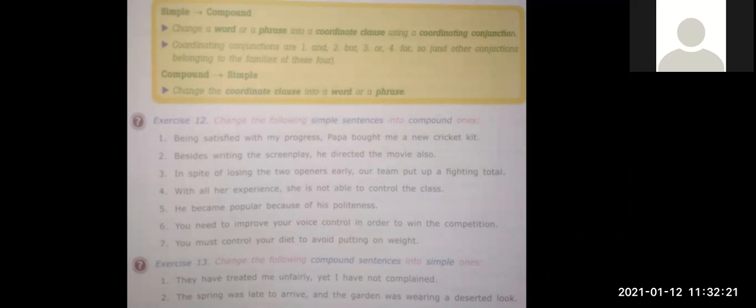Now see, students, the spring was late to arrive. Remove this, and after arrive, let the comma remain. The garden was wearing a deserted look. The spring was late to arrive, the garden was wearing a deserted look.